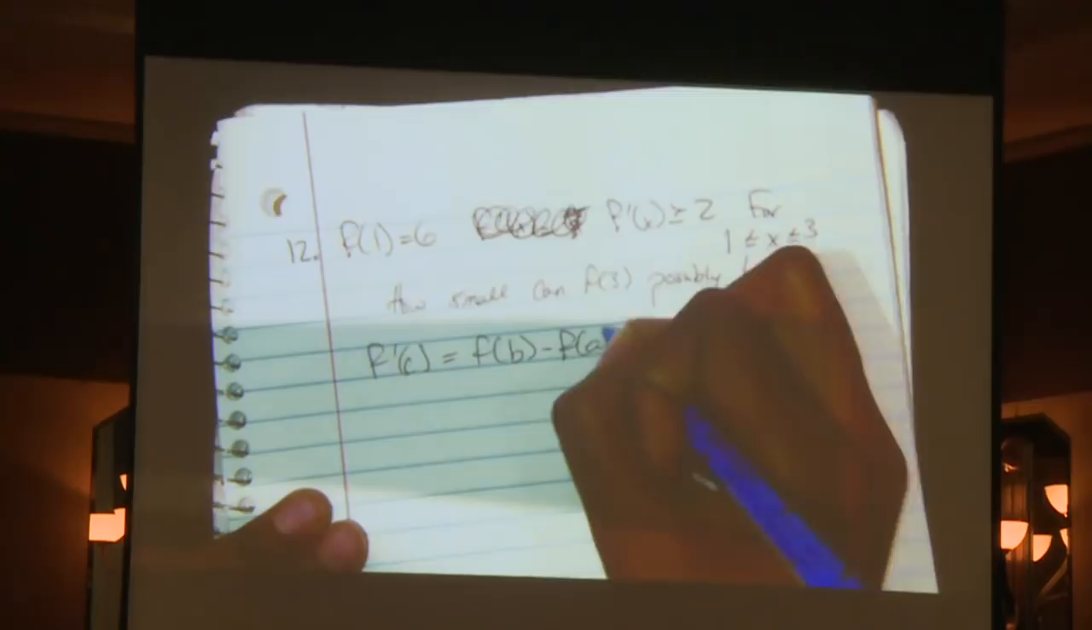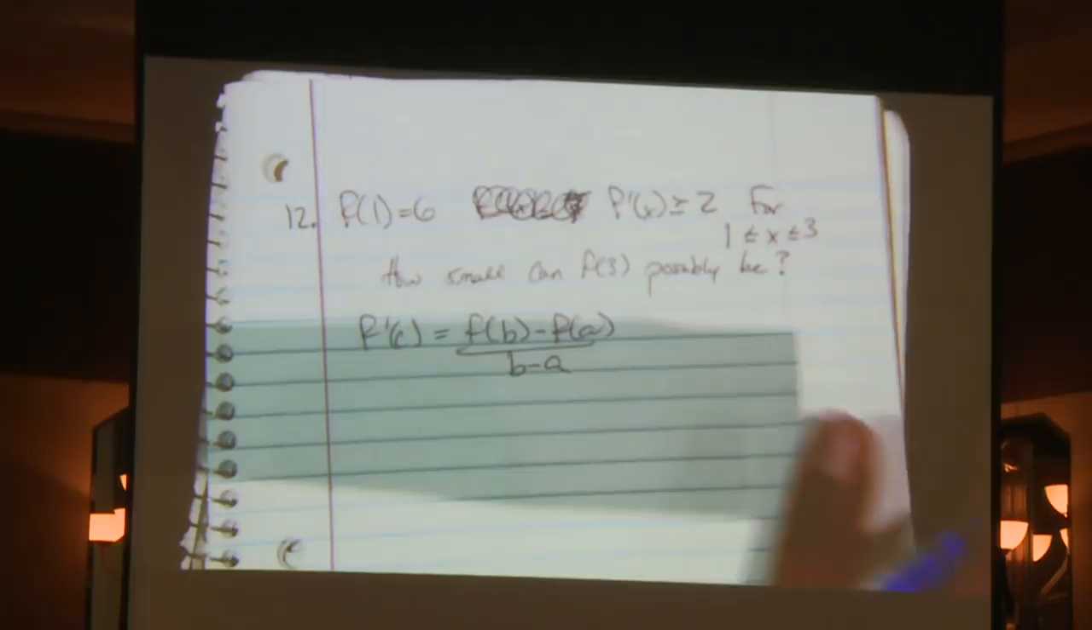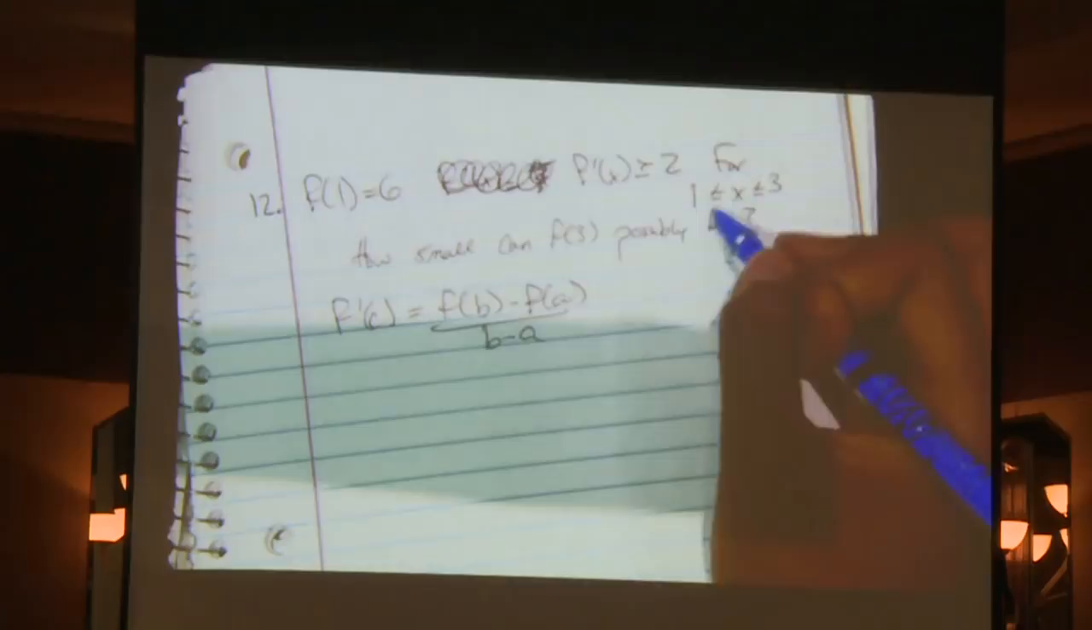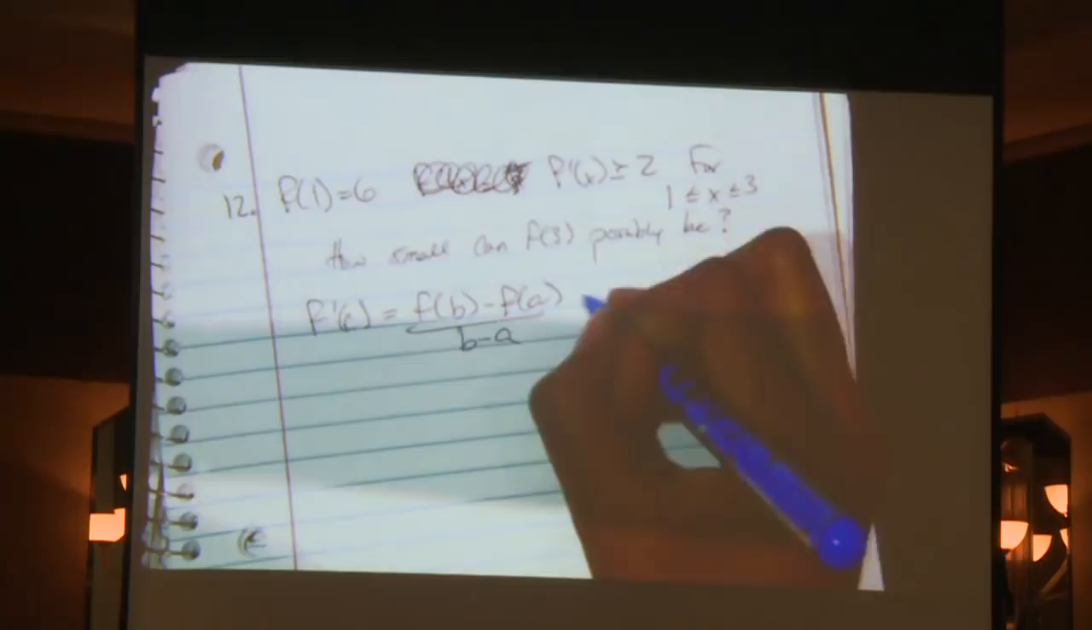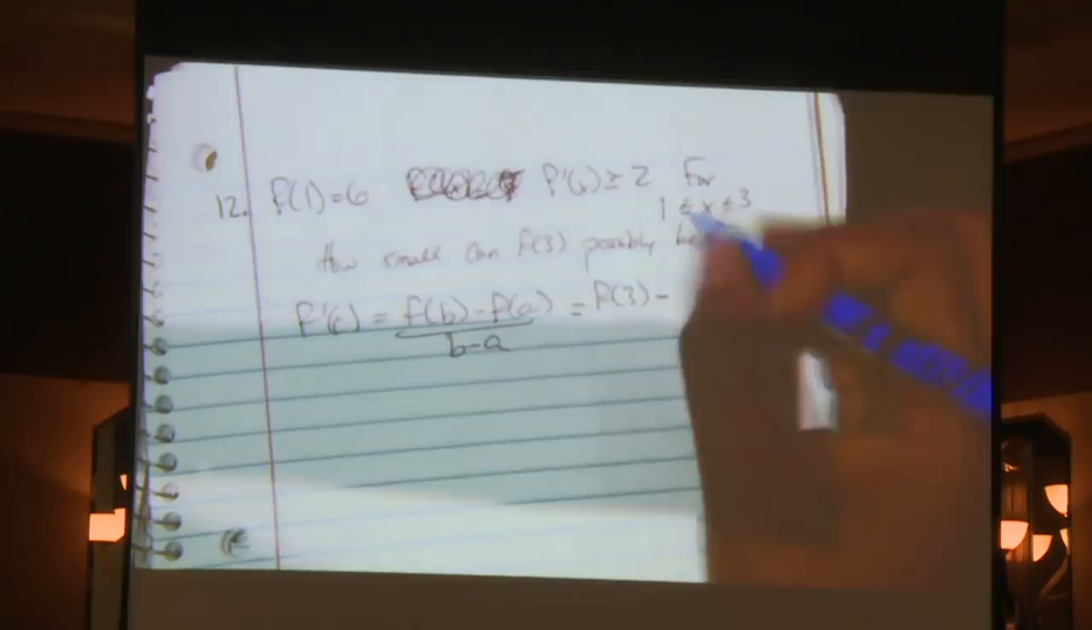F of A. Cool. This is our theorem. What I'm looking for is the minimum number of f of 3, which in this case is going to be my f of b. So I'm just going to go ahead and plug in. F of 3 minus f of a, which is going to be 6 over 3 minus 1.